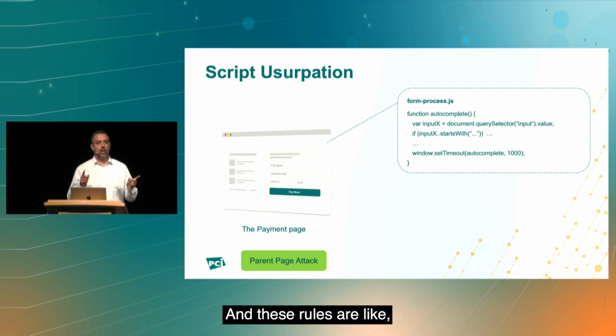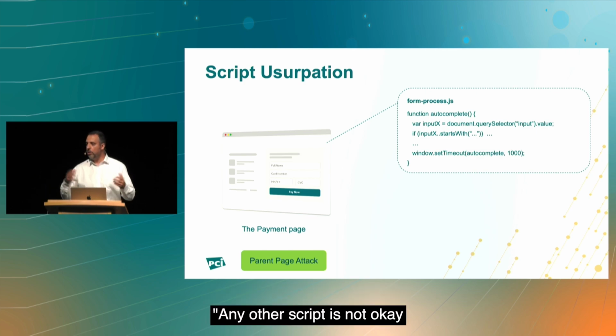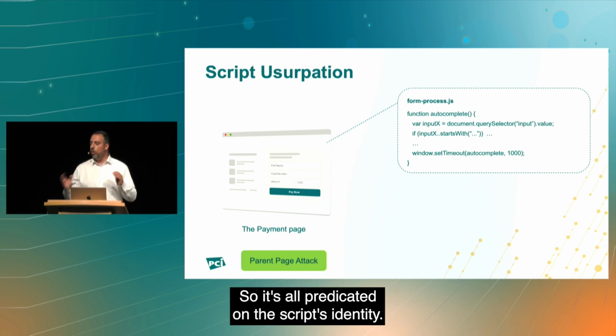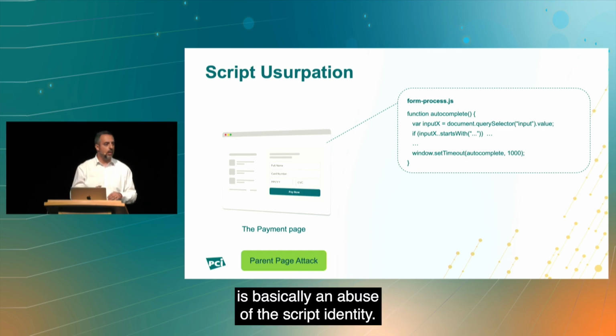And these rules are like, if it's script X doing this certain action, then it's okay. Any other script is not okay, and I will need to generate an alert, okay? So it's all predicated on the script's identity. And this attack, script usurpation, is basically an abuse of the script identity.